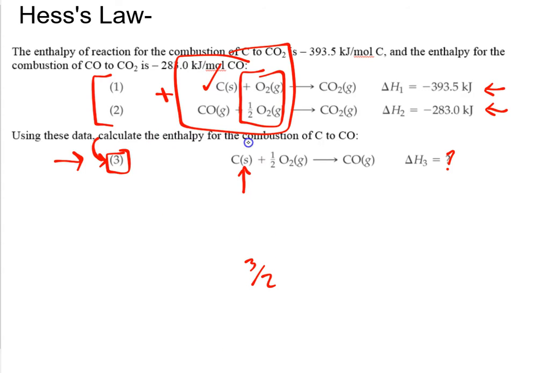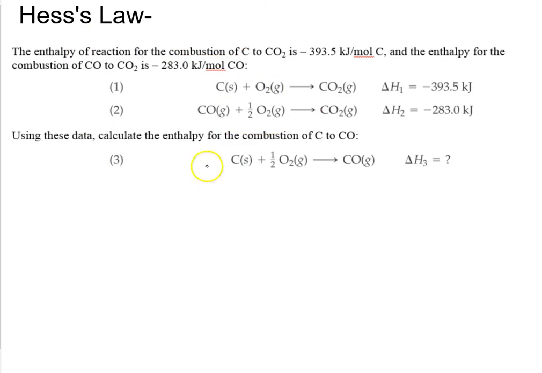Let's look at this piece. I have carbon monoxide in this reaction on the left side. Is carbon monoxide on the left in my overall reaction? No. So it is over here, correct? All right. So what I have to do to get these to add to the right reaction is flip the second reaction, meaning I need the reverse reaction.